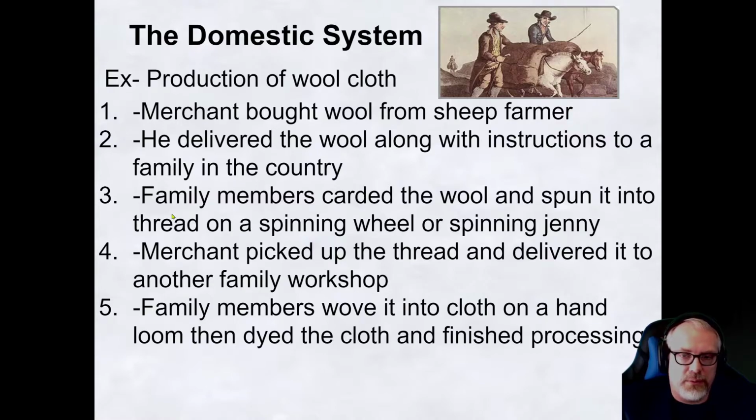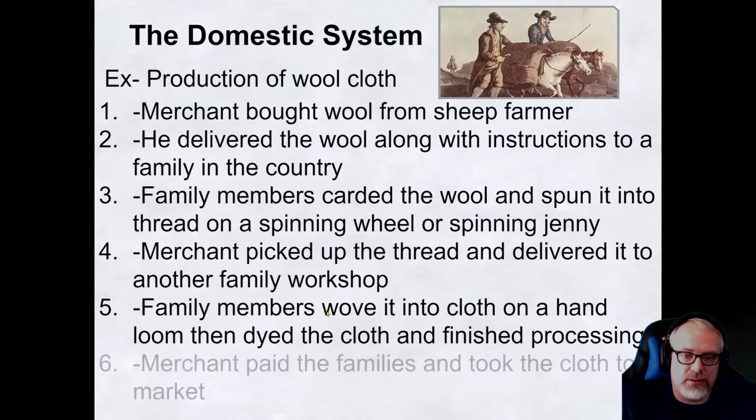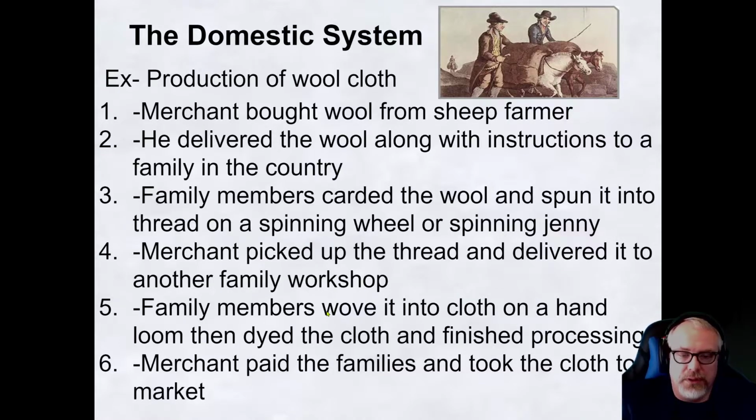The family members would then spin the wool into thread on a spinning wheel or a spinning jenny. The merchant would then come back, pick up that thread, and deliver it to another family's workshop. That family member would weave it into cloth on a hand loom, and then it would be dyed, and that would be its finished product. And then the merchant would come back and pay the family, and take the cloth to the market.